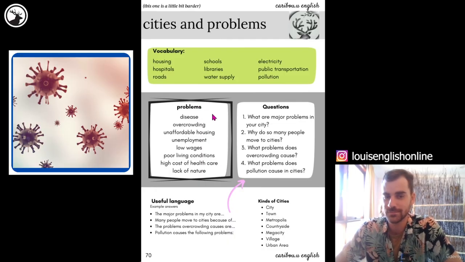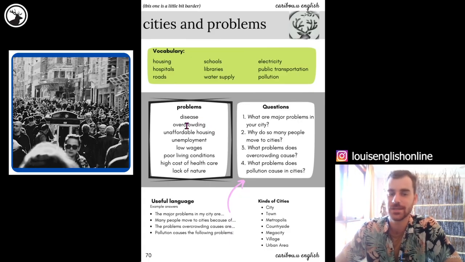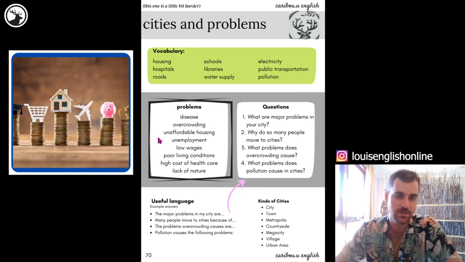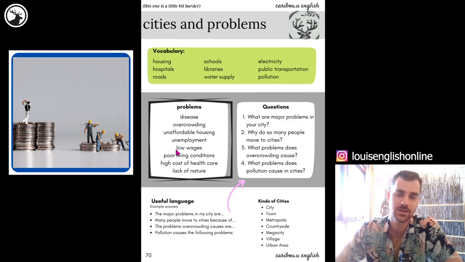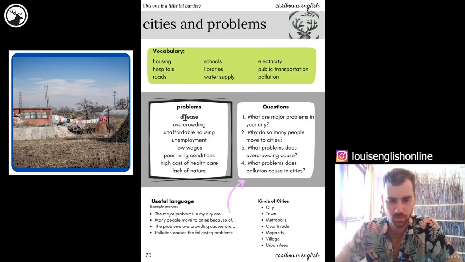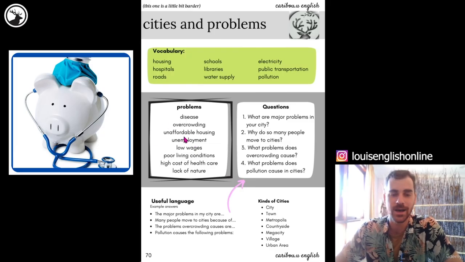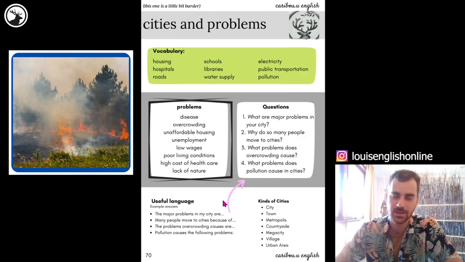Disease. Overcrowding. Unaffordable housing. Unemployment. Low wages. Poor living conditions. High cost of healthcare. Lack of nature.